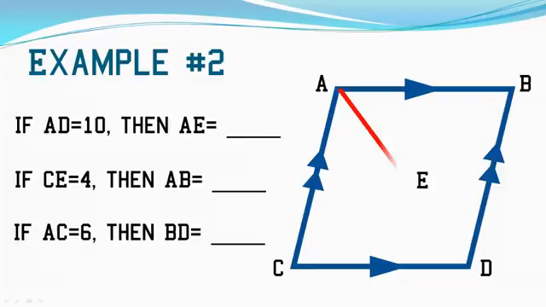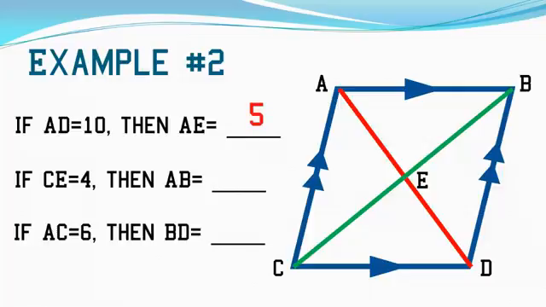In this case, we're looking at the diagonals. AD and CB are diagonals. They bisect each other. They cut each other in half. So if I know that AD is 10, half of AD is 5. So AE is 5. ED is 5.